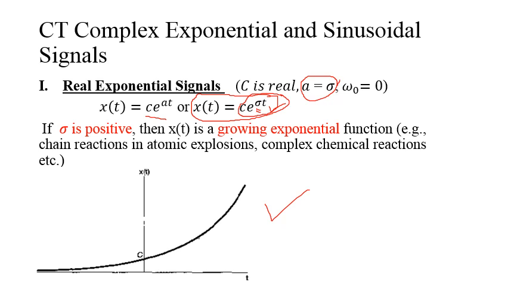At t equals 0, the value of the signal will be c, okay? Because x of 0 means c, and e power sigma multiplied by 0. Anything multiplied by 0 will result in 0, and e power 0, or anything power 0, equals 1. So that means this will be equal to c, right? So I hope you understand.